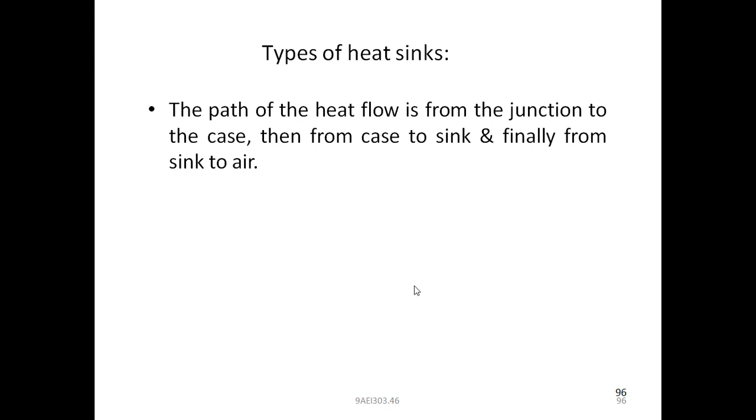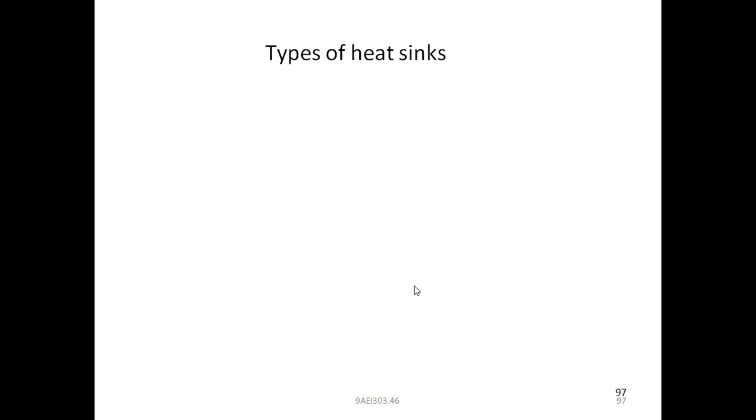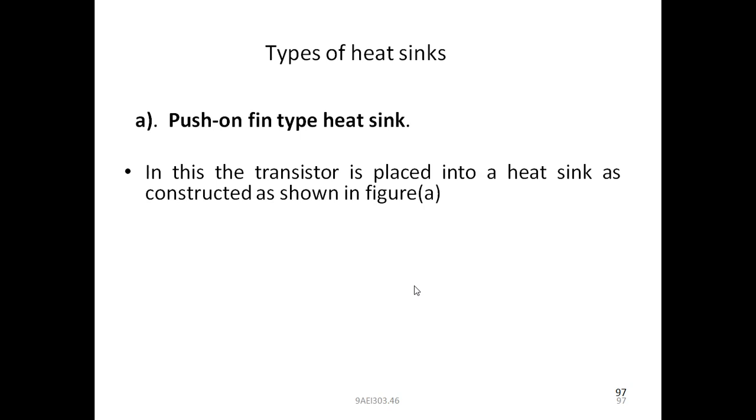Here are some of the types of heat sinks. The path of the heat flow is from the junction to the case, then from the case to the sink, and finally from the sink to the air. The shape and size of the heat sink depends on the heat that is to be radiated into the air. There are four types of heat sinks. The first one is the push-on type, the push-on fin type heat sink.